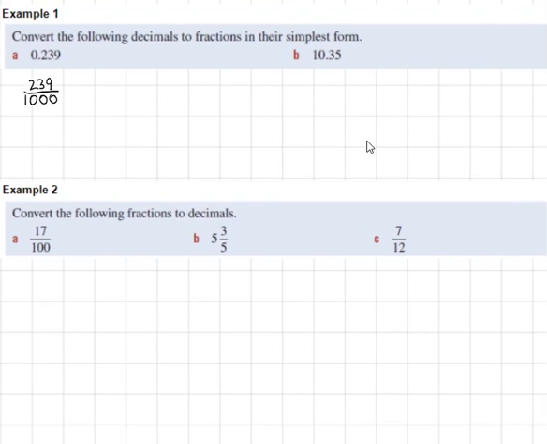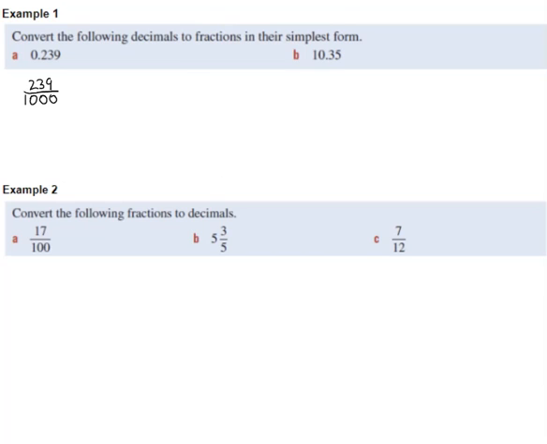Okay, so let's have a look at the next one, 10.35. So the 10 is the whole number. So we have a whole, so we're going to end up with a mixed number. We have 10, and we have 35 over 100, because there are 2 numbers after the decimal point. So that means we have 2 zeros in our denominator. Now, can we simplify it? Well, of course we can, because 35 and 100 have 5 that divide into both of them.